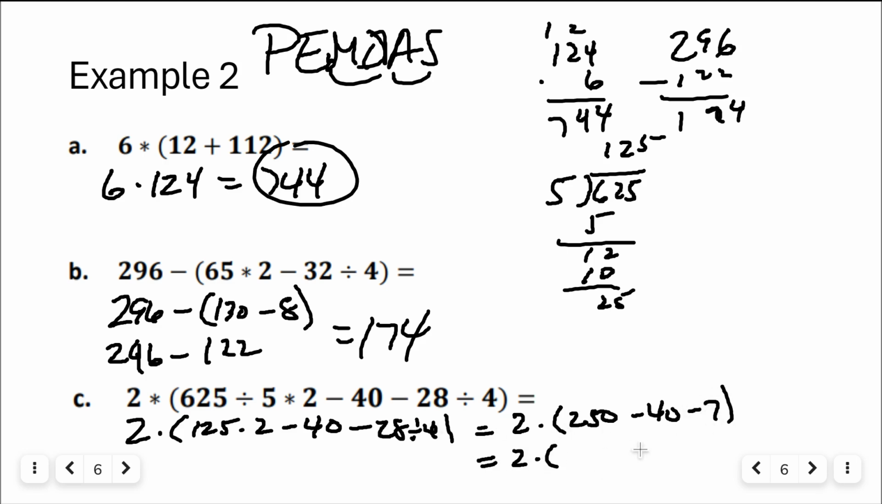So now we're going to subtract twice from left to right. 250 minus 40 is 210 minus 7, 203. 2 times 203 is 406. And that's my answer for letter C.